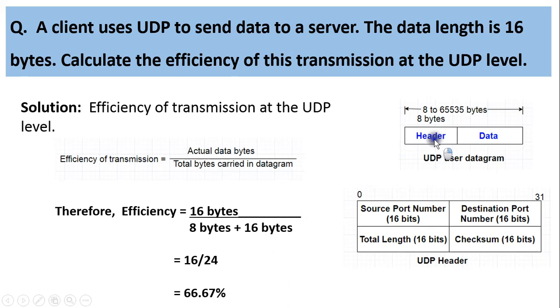not the useful information. 8 bytes of header carries the addresses and the control information. Actual information is not carried in the header part. Actual information carried is only the 16 bytes, and 8 bytes acts as an overhead to the actual amount of information which is transmitted, and that's why the efficiency for this transmission at UDP level is 66.67%. It is not 100%. Now this completes the example.